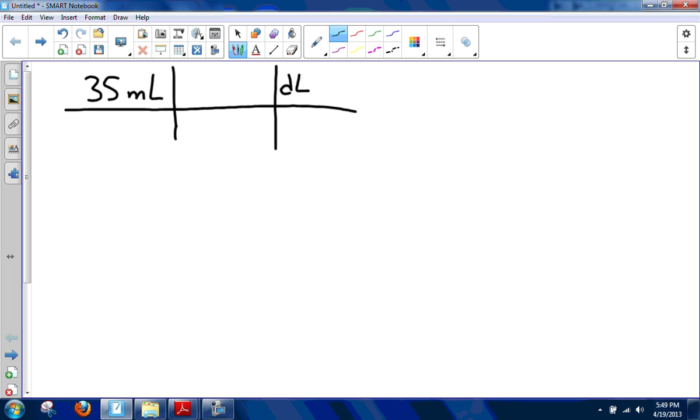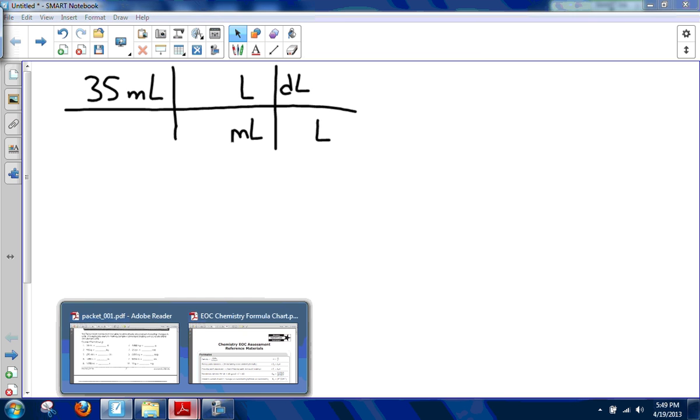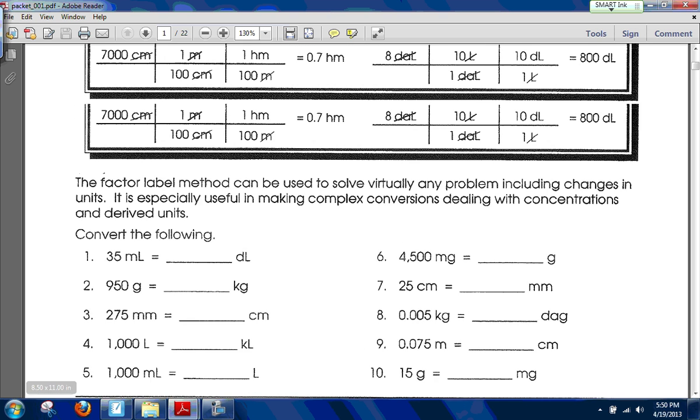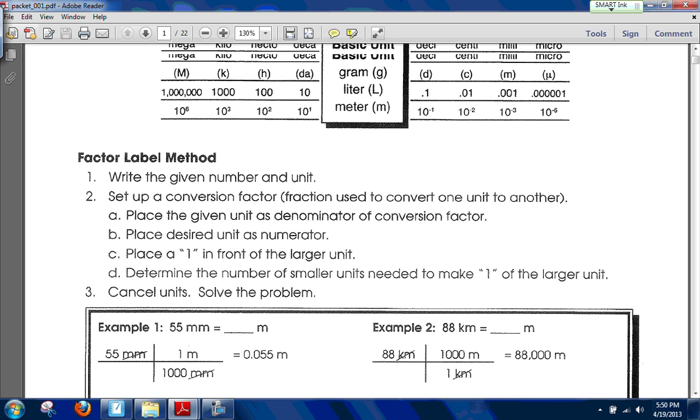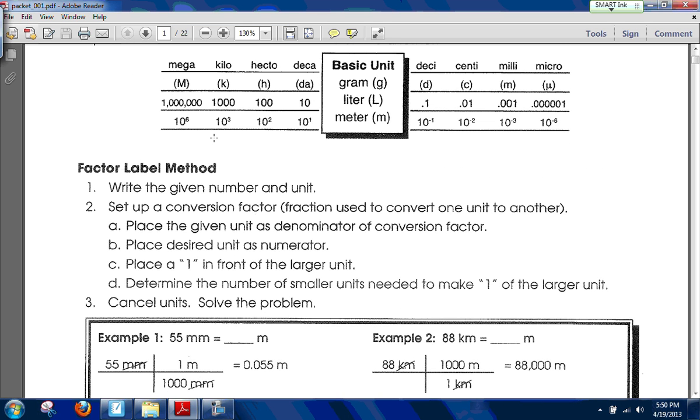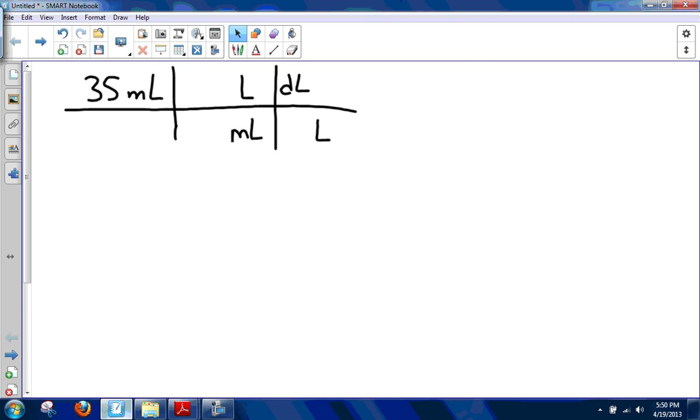Okay, so I start with milliliters, and I don't want milliliters in my answer, so I get rid of it by putting it on the bottom. And if I have milli, I can go to the base, which is just going to be liters. And then when I go from liters, I can go into deciliters. So I go back over to the chart that they gave me, which we should pretty much have memorized for the basic ones. But it says milli stands for 0.001, which is 1,000. So there are 0.001 liters in every 1 milliliter.